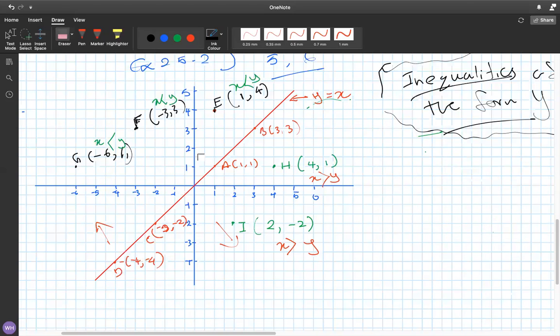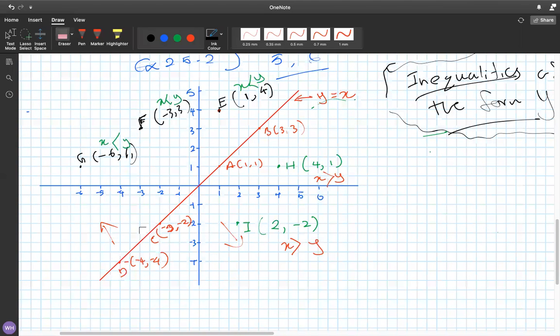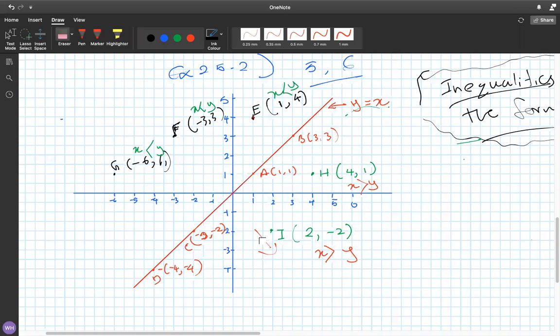Okay. Quickly draw this. No need for these arrows. Quickly draw this.